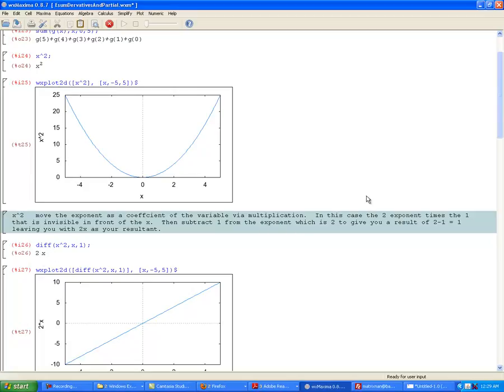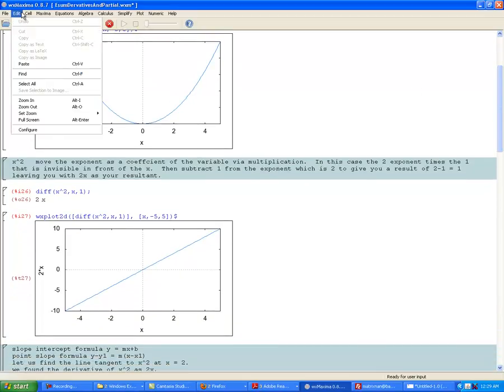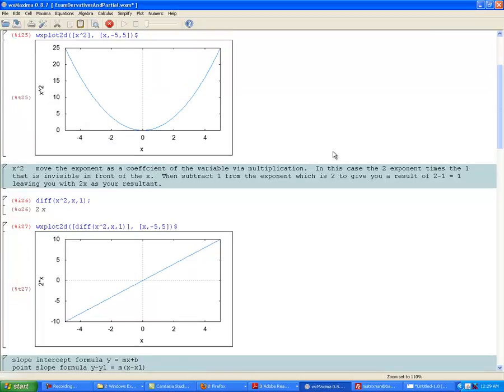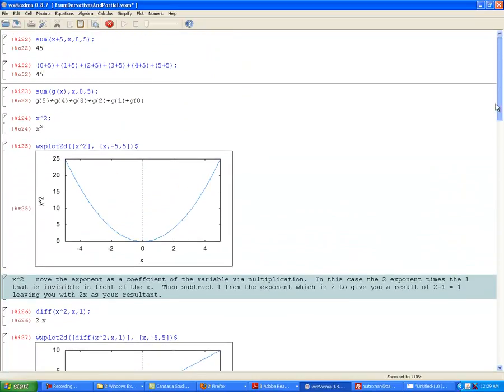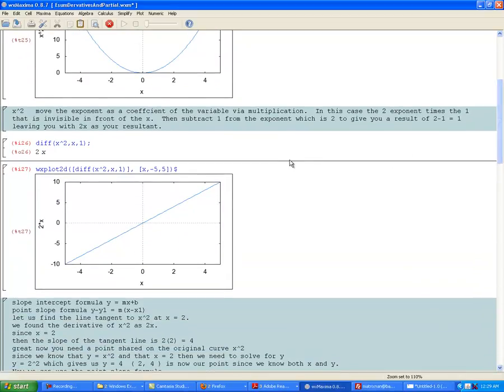I have it written up here also. But it's fairly straightforward. I'll tell you what, I'll even zoom in a little more here. Hopefully that makes it a little easier to read. But that's all there is to it. It's quite simple and pretty straightforward. And that's really nice about derivatives.